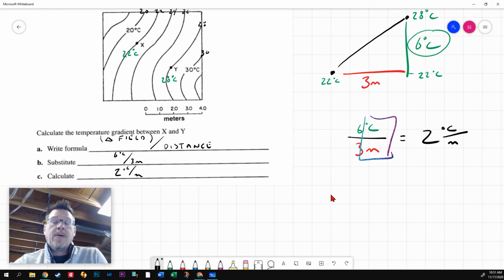On a map, we very rarely get the distance reported to us in the question if it's given with a field map. But the field map is always going to include a map scale, and that's what we use to figure out the distance, or the run, of our triangle.